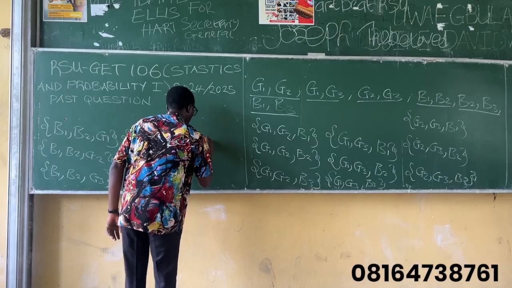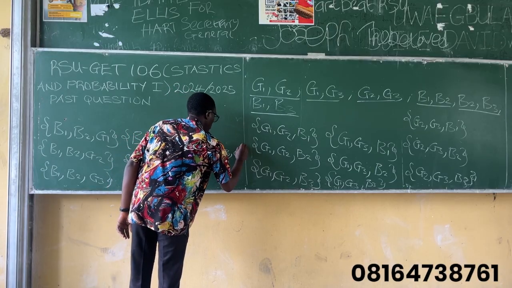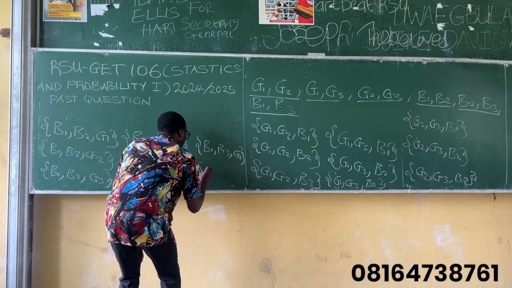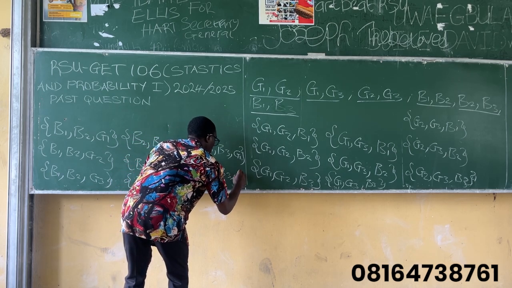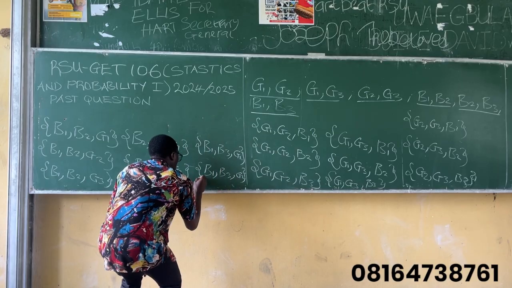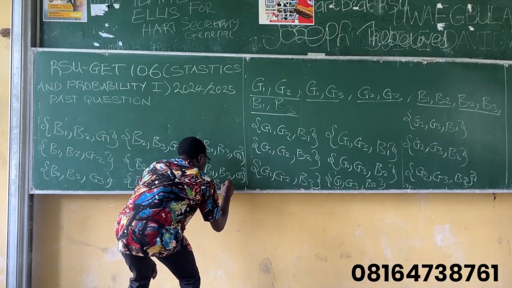And we have B1, B3, G1, B1, B3, G2, and B1, B3, G3.